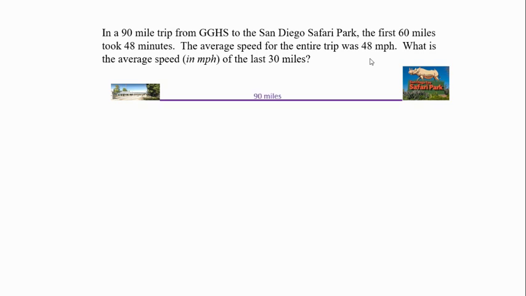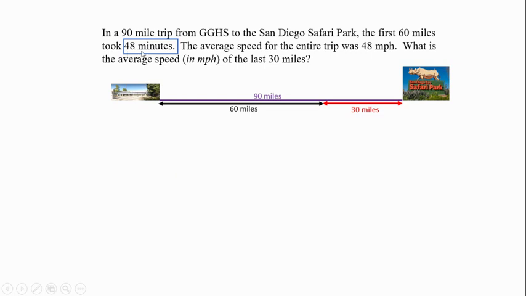Okay, so the whole entire trip, again, is 90 miles. The first leg in black here is 60 miles, therefore the remaining distance, as stated, is 30 miles. Before you attack the rest of the problem, I like to point out that the time given in the first leg is in minutes, not in hours.